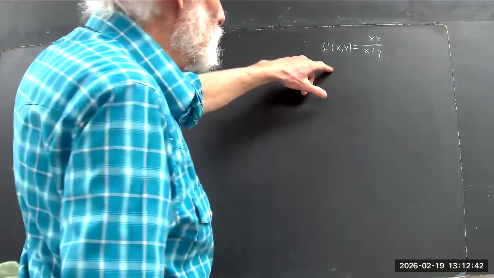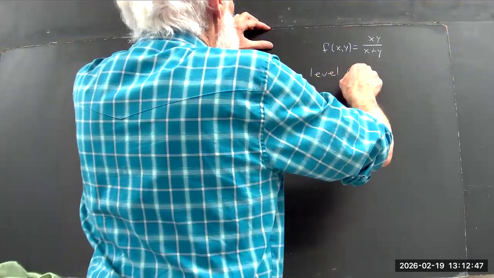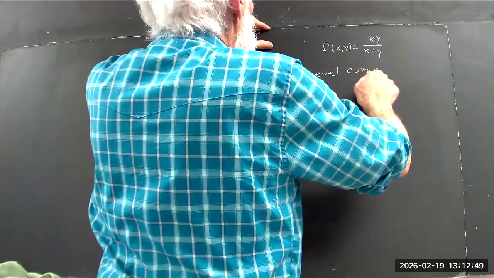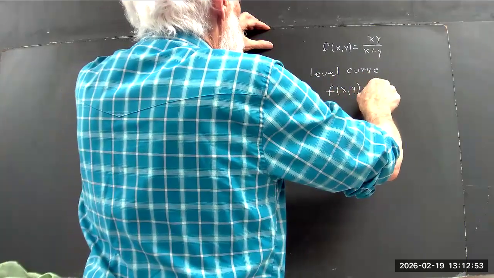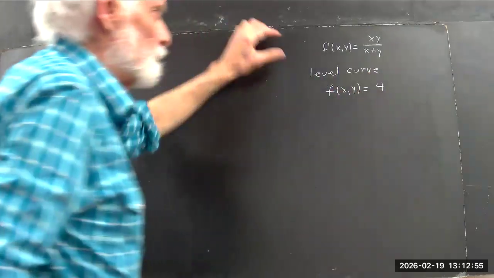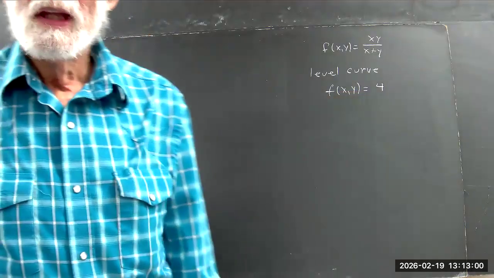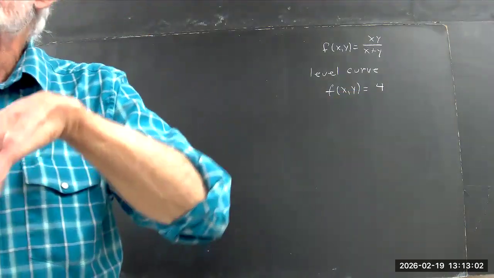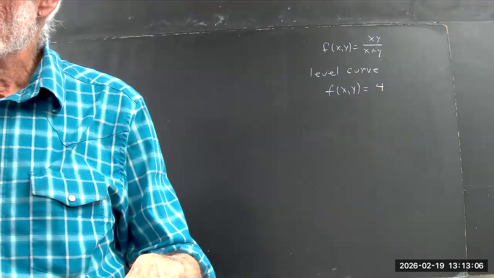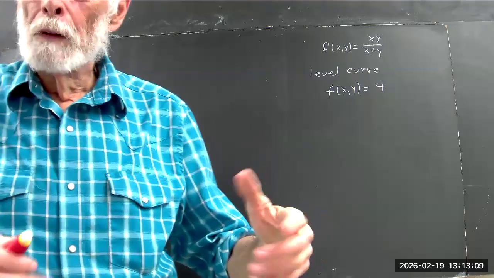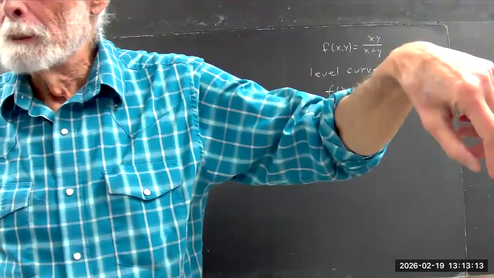Okay. So you got this. Now, the level curve f of x, y equals 4. That's the set of all points in the plane where the graph of the function is 4 units above the x-axis, or the xy plane. Okay?